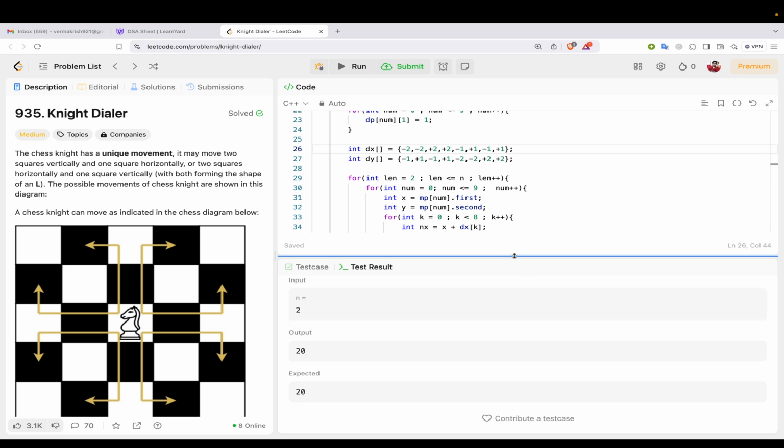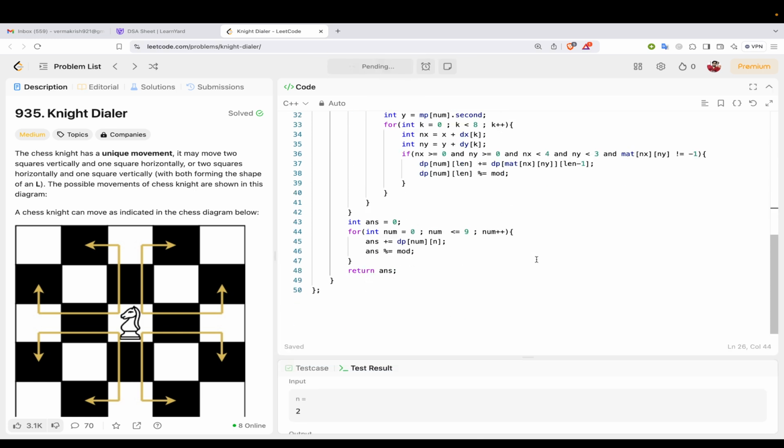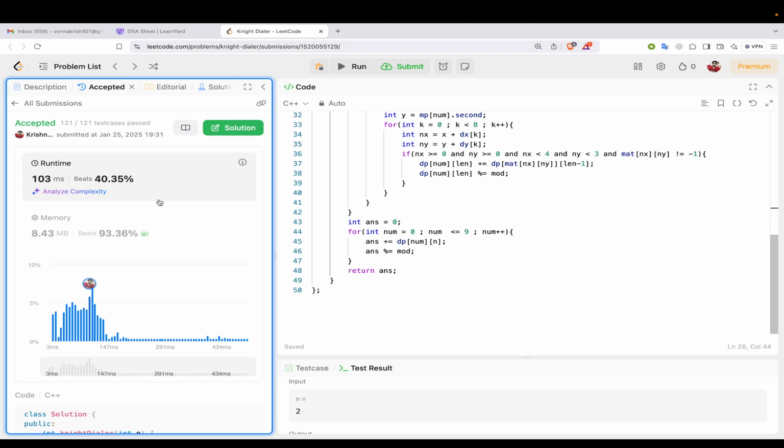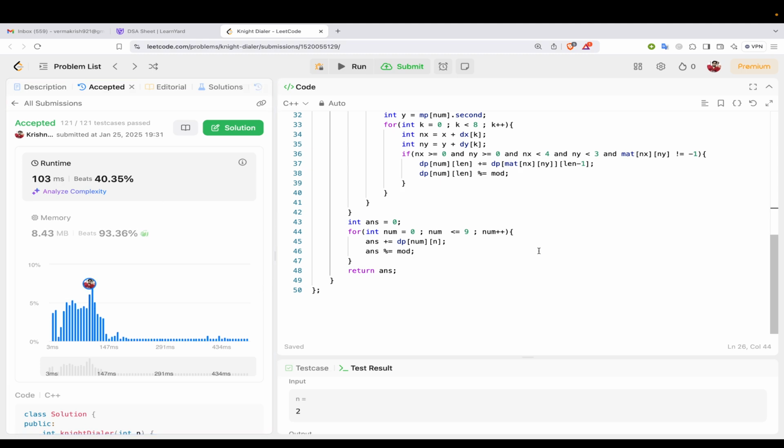Let's try to submit it. Let's see whether it is giving the correct result or not. So it got accepted. We have successfully solved this problem.